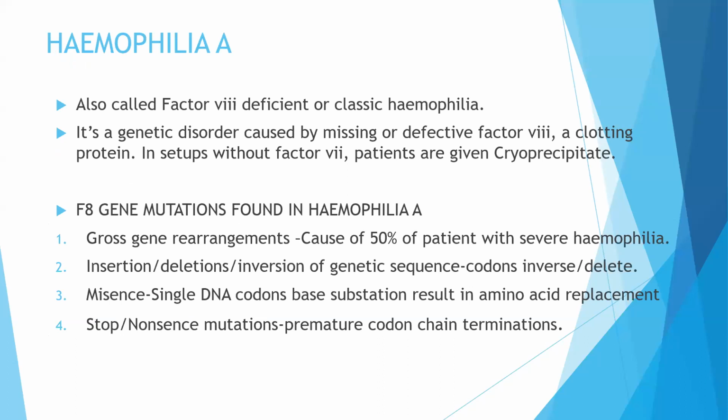The gene mutations that cause factor 8 deficiency are gene rearrangements, which are almost 100% of the gene mutations in hemophilia A patients. We have insertions, deletions, or inversions of the genetic sequence where the codons are reversed. During the coding of the gene in a human system, the codons might either be reversed, deleted, or inserted. So that is why we find this in hemophilia A.